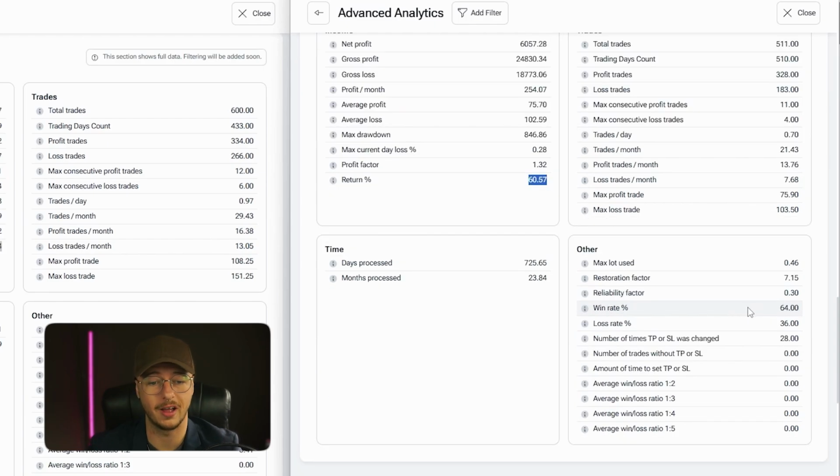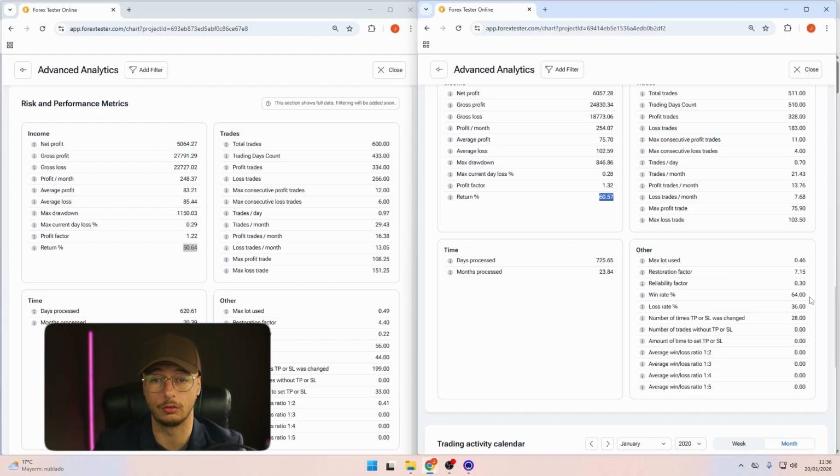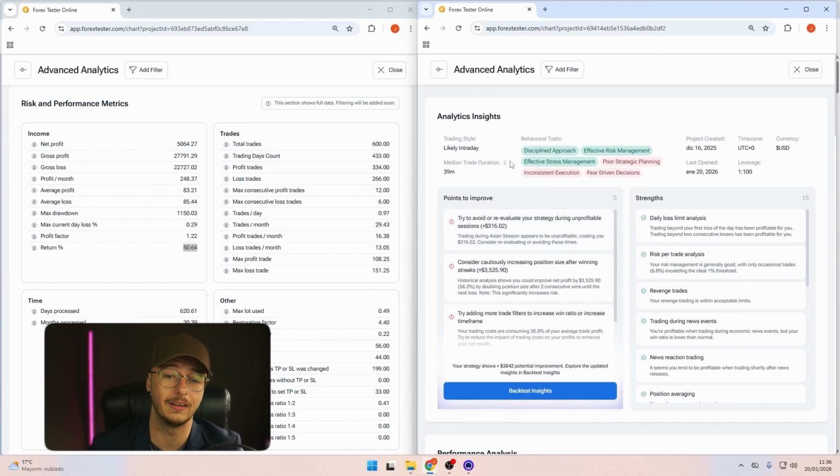And my favorite part is that I boosted my win rate from 56% to 64%. And this was literally thanks to the unique feature that Forex Tester Online has got, and this is Analytics Insight, and that's why it's the first thing I want to show you and the last thing that I want to show you as well, so you can see the power that this feature has got. And like I said, it's only in Forex Tester Online.